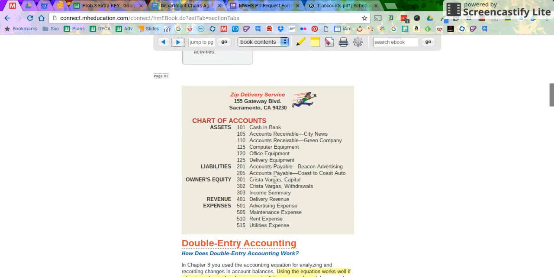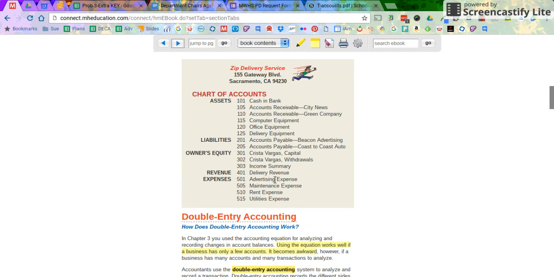So here is our book example, Zip Delivery Service. This is their chart of accounts. It looks like they have 15 to 20 accounts here. All the assets begin with a 1, and it moves from the most liquid asset to more long-term, although they don't have a building or land or anything there. They have accounts payable, and notice how we're writing these: accounts payable and then the company name.